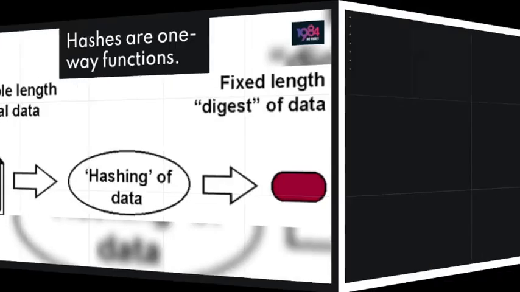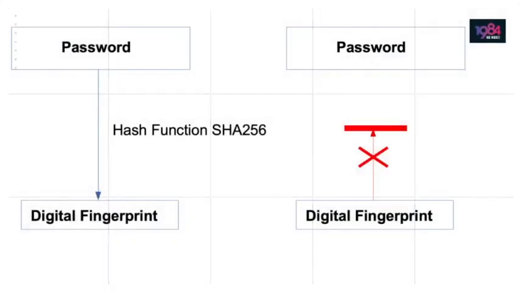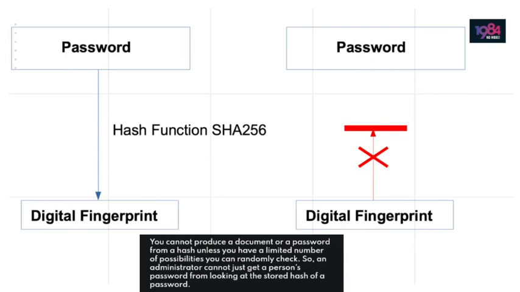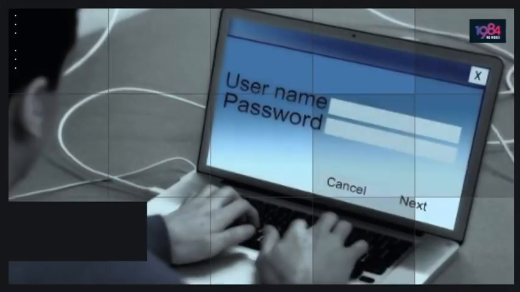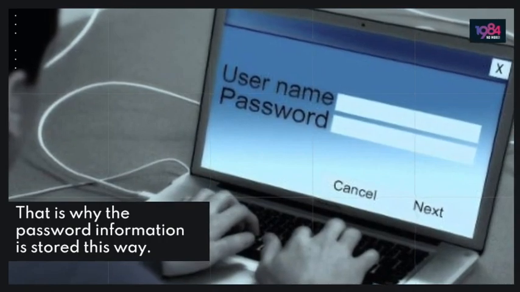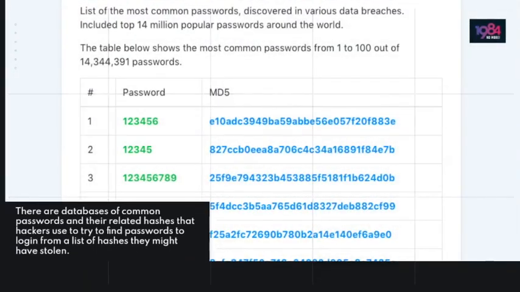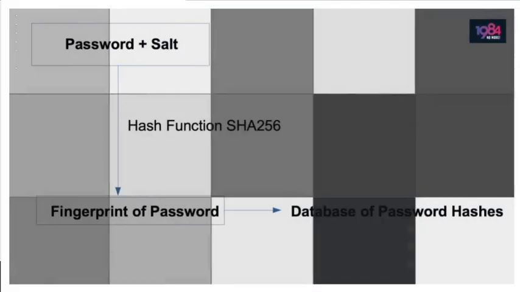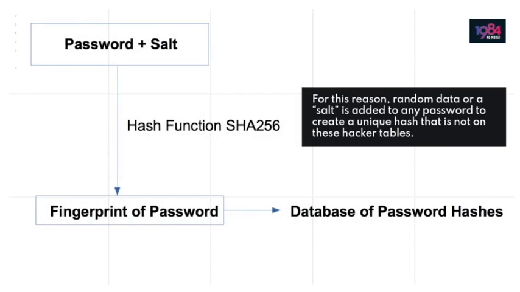Hashes are one-way functions. You cannot produce a document or a password from a hash unless you have a limited number of possibilities you can randomly check. So, an administrator cannot just get a person's password from looking at the stored hash of a password. That is why the password information is stored this way. There are databases of common passwords and their related hashes that hackers use to try to find passwords to log in from a list of hashes they might have stolen. For this reason, random data, or salt, is added to any password to create a unique hash that is not on these hacker tables.